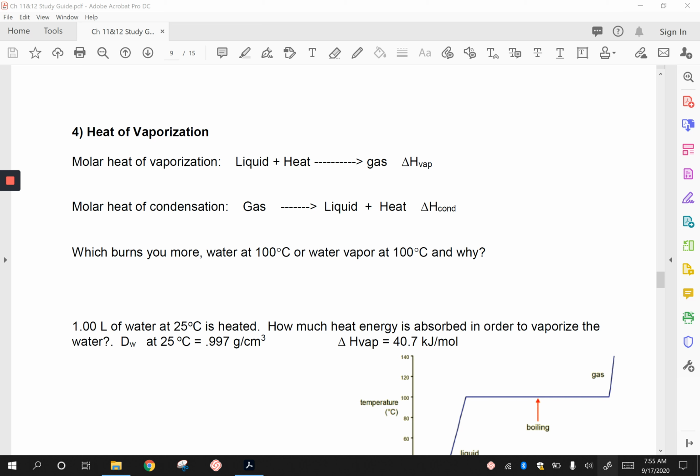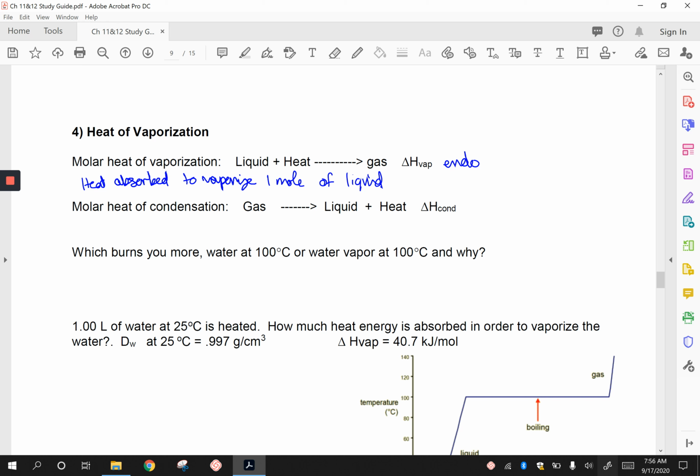So if we look at the vaporization, if you have a liquid and you're turning into a gas, you need to add heat. So heat is absorbed by that liquid in order to turn into a gas. And so that process is endothermic. And the molar heat of vaporization is the amount of heat that would be absorbed when 1 mole of your substance turns into vapor. So heat absorbed to vaporize 1 mole of liquid.